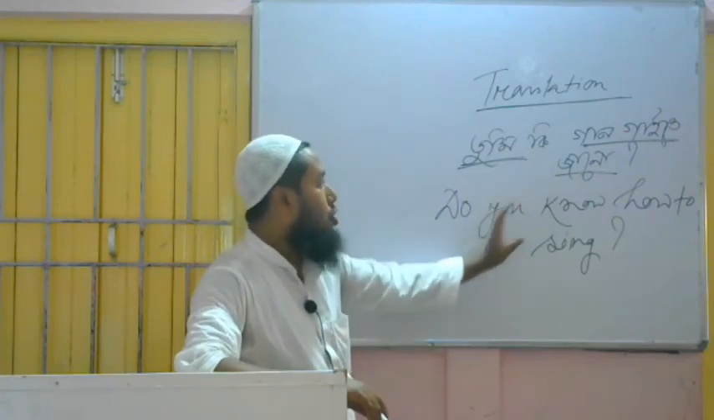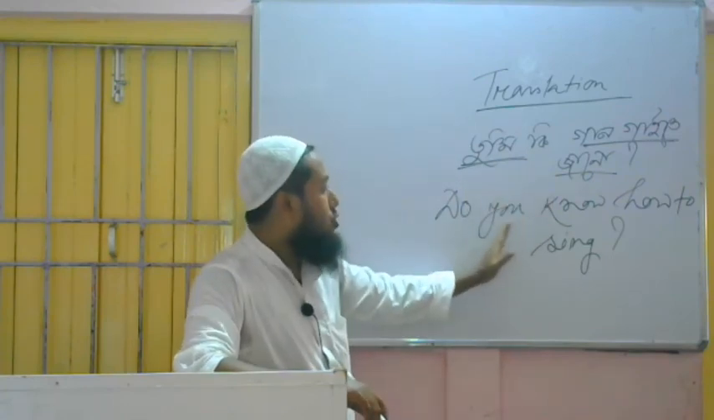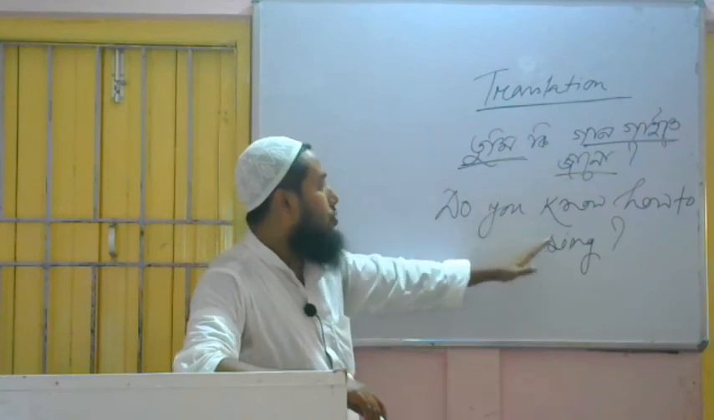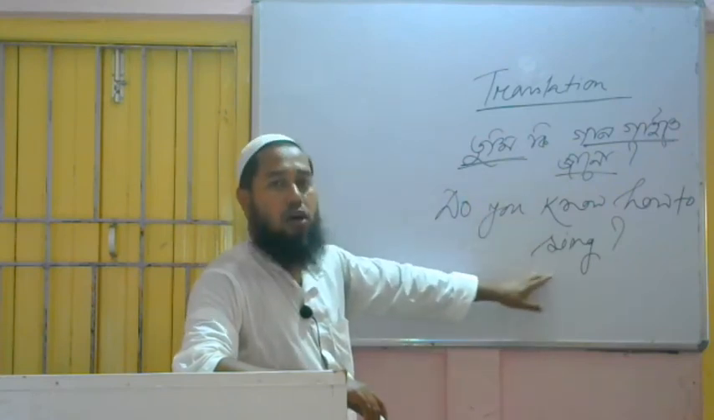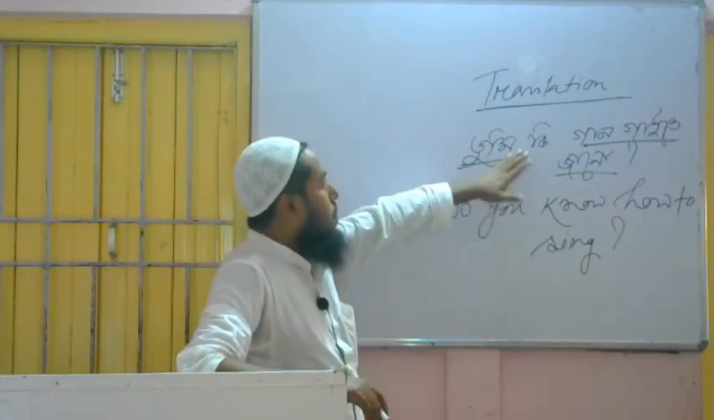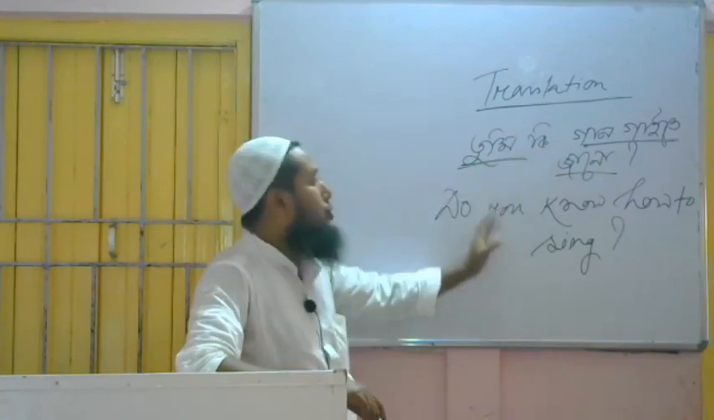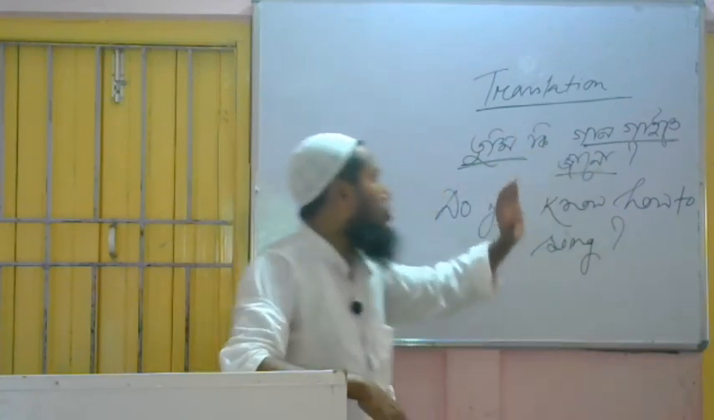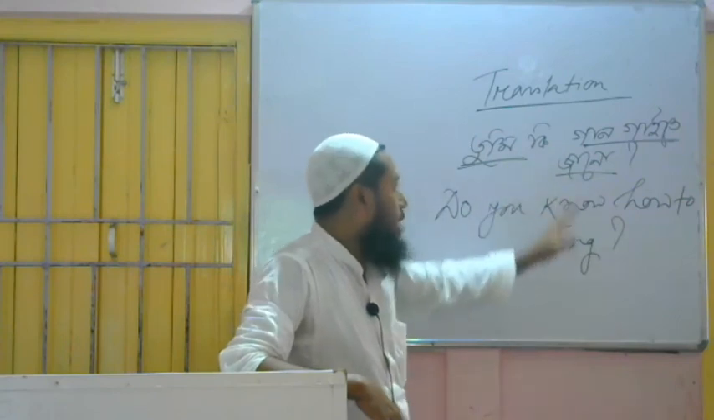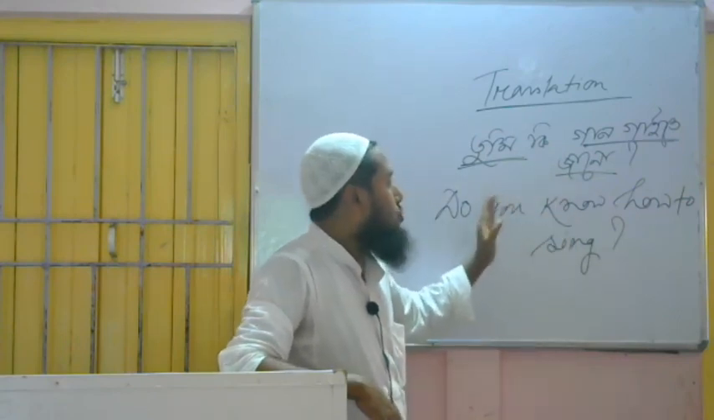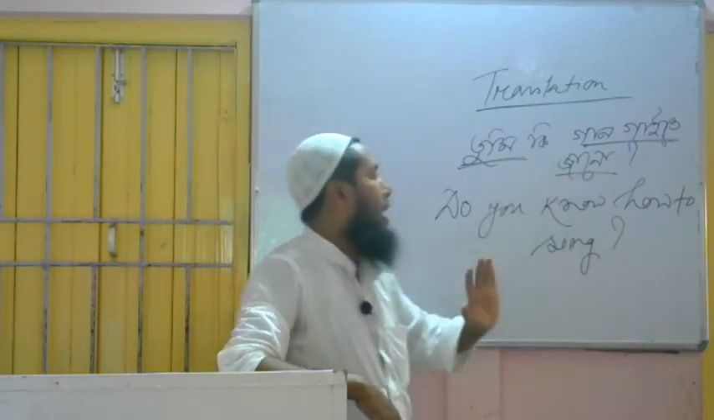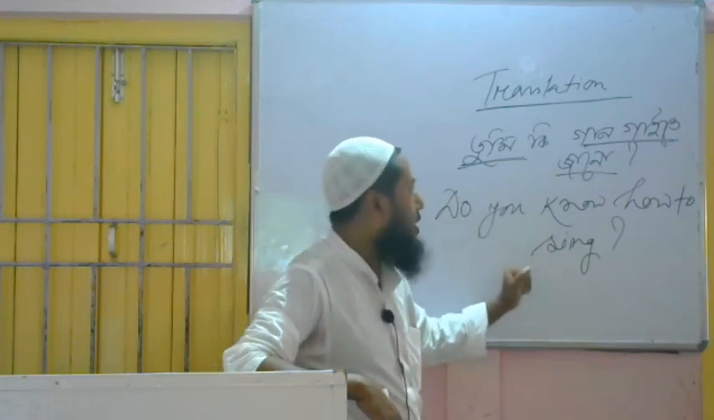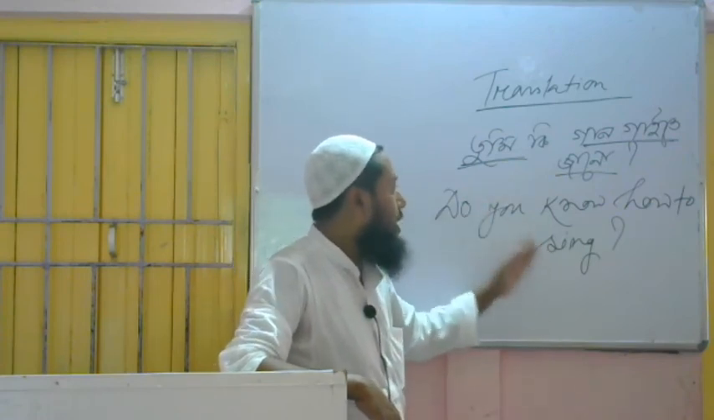Tumi ki gan gaite jano? Do you know how to sing? If we write do you know singing, this is wrong. So if we get a question like tumi ki likhte jano? Do you know how to write? তুমি কি খাইতে জানো? Do you know how to eat? তুমি কি পড়তে জানো? Do you know how to read? তুমি কি হাঁটতে জানো? Do you know how to walk? If you write do you know walking, this is wrong. If you write do you know reading, this is also wrong.